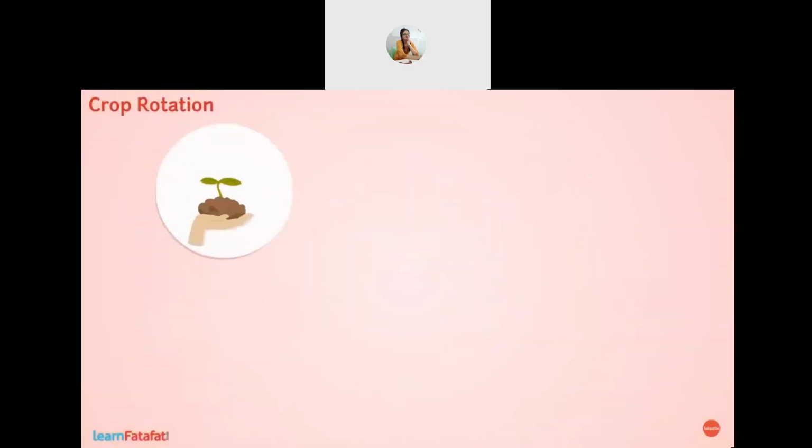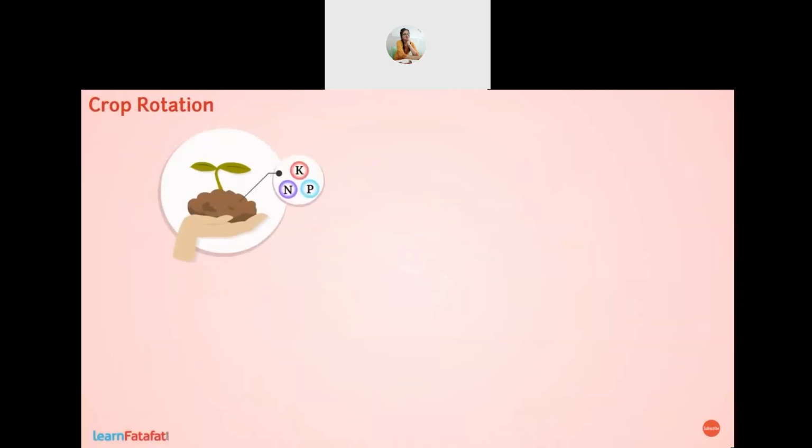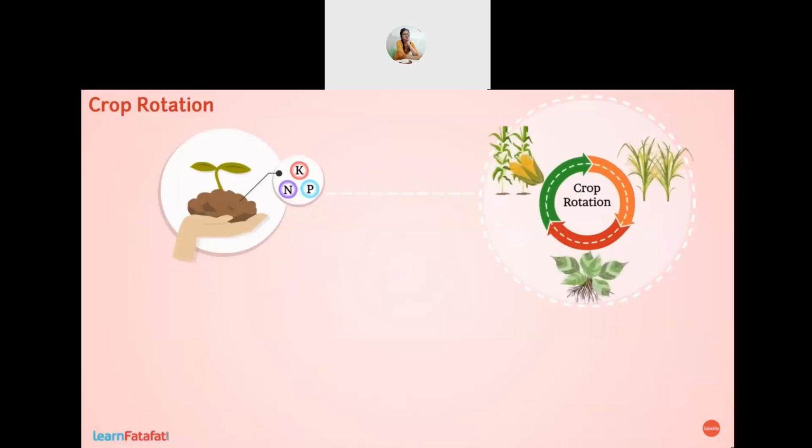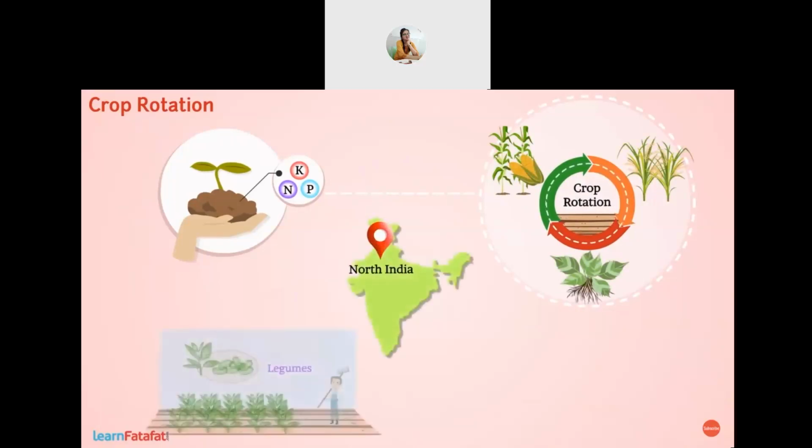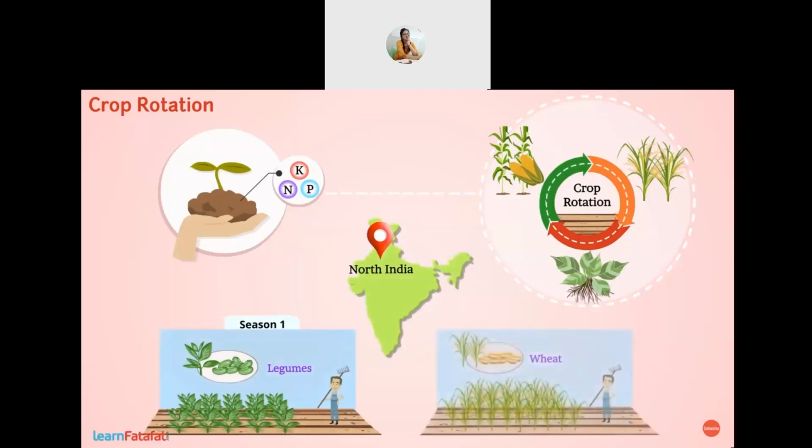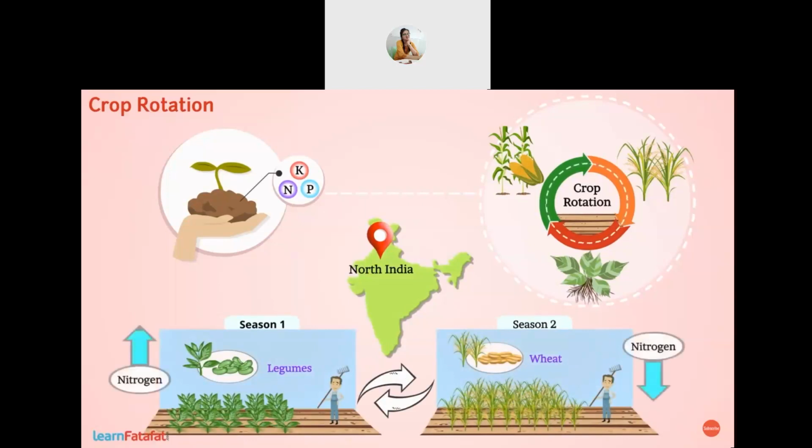Crop rotation. There is yet another very efficient way to enrich soil with nutrients. It is by crop rotation. Growing different crops alternately, one after another, in the same land is called crop rotation. For example, earlier, farmers of North India used to grow legumes as fodder in one season and wheat in the next season. This helped to replenish nitrogen in the soil. This method is very efficient, and so we should encourage farmers to use it.